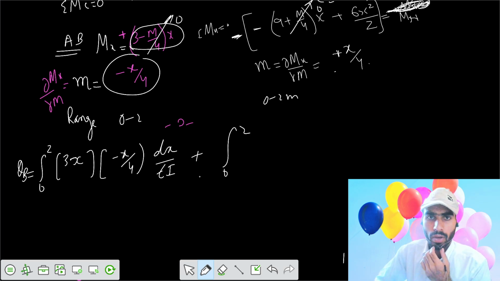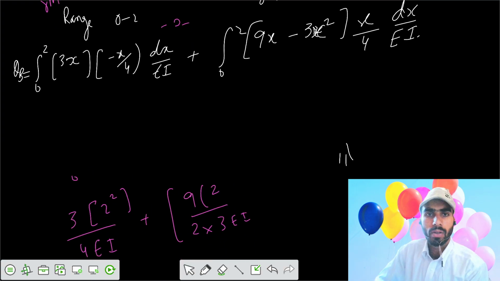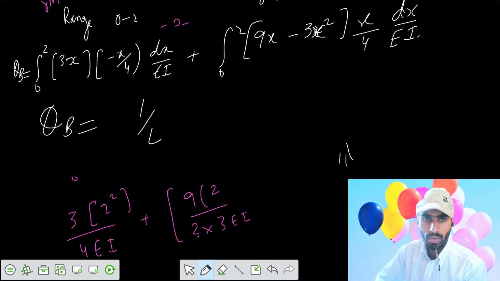Then you have that this one and this one. It becomes positive 9x, and this one becomes minus 3x square. And you multiply it with small m, that's x by 4, dx by EI. So you have to solve the values, you have to integrate it, and you can get the value of theta B that equals to 1 by EI.